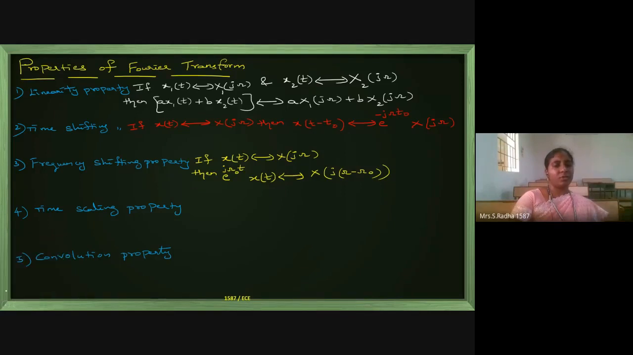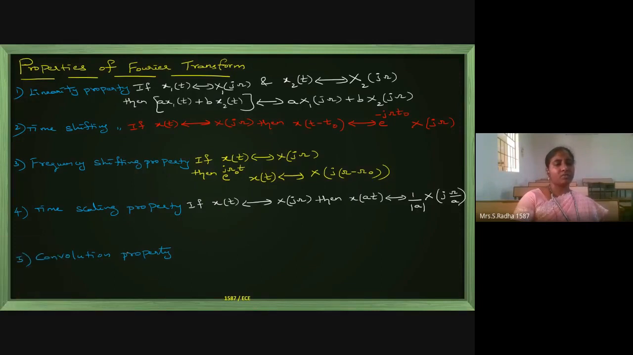Okay. Now I am going to the fourth property, time scaling property. So if x of t is a signal, its Fourier transform is x of j omega. Then if x of at is the signal, then in frequency domain it is 1 by mod a into x of j into omega by a. If time domain has at, frequency domain we will have 1 by mod a x of j omega by a.